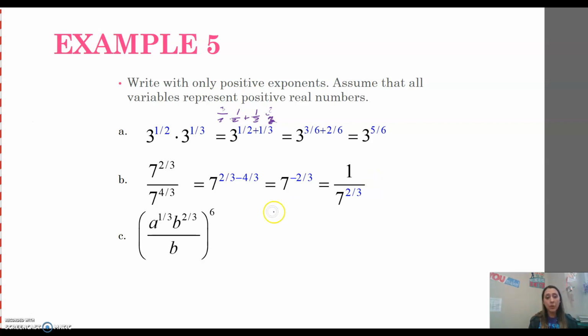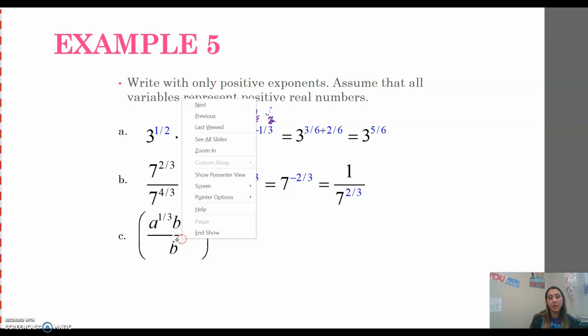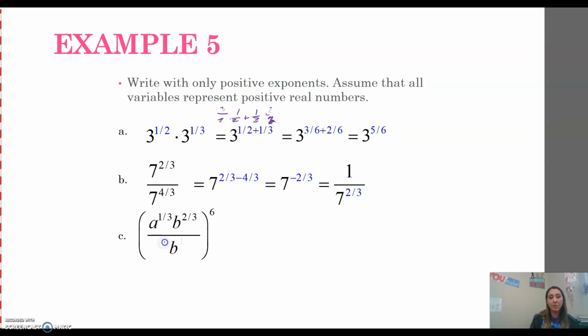Okay, so what we're going to do with this one is we're going to deal with everything that's in the parentheses. So a to the 1/3 doesn't simplify anything, so there's no other a's. But we are going to have b to the 2/3, and remember the exponent here is 1.